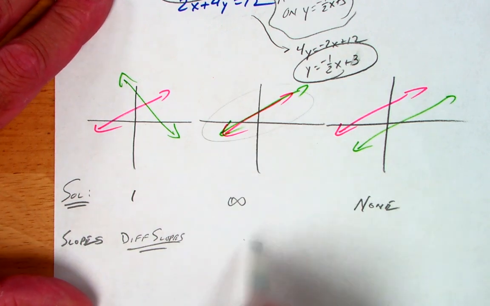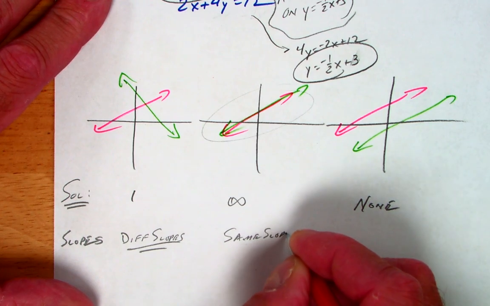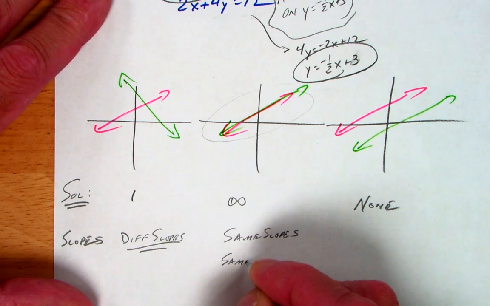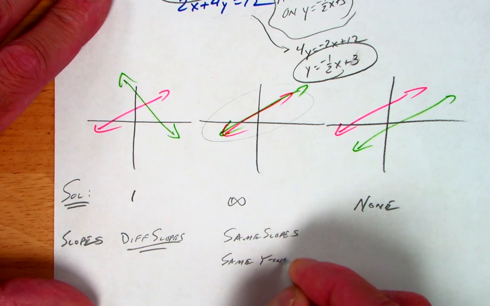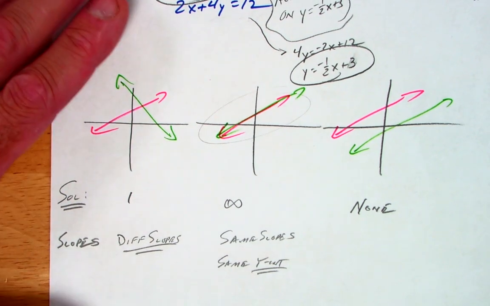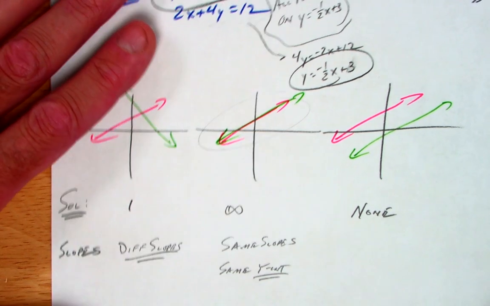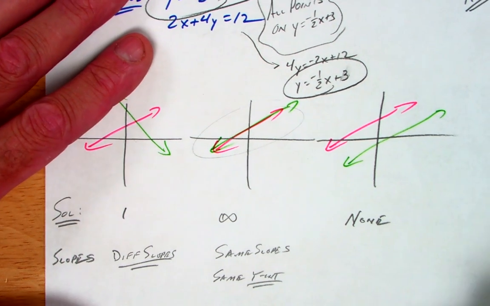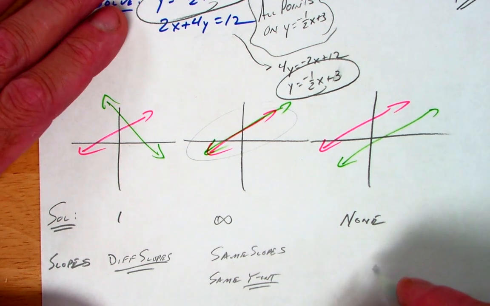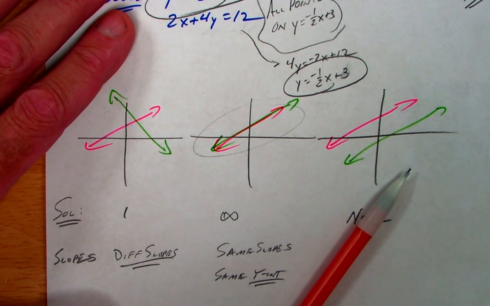What can you say about the slopes? Same slopes, but also the same what? The same y-intercepts. Okay? This system right here, what's true about this one? Same slopes. And my y-intercepts are different.